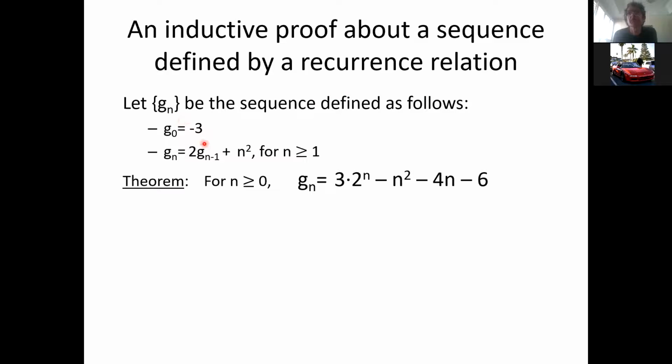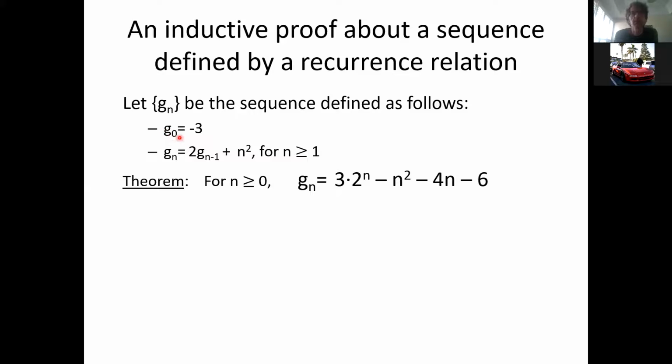So let's prove the following. Here is a recursively defined sequence, a recurrence relation. The first element of the sequence is -3, and for all n greater or equal to 1, the nth element of the sequence is defined as 2 times the previous one plus n squared. Is this recurrence relation successful? In other words, does it really define a sequence?